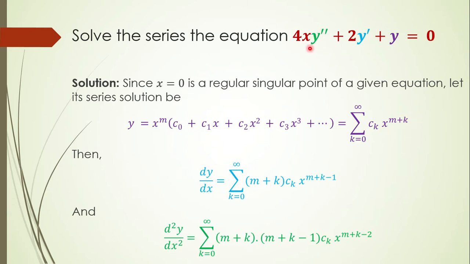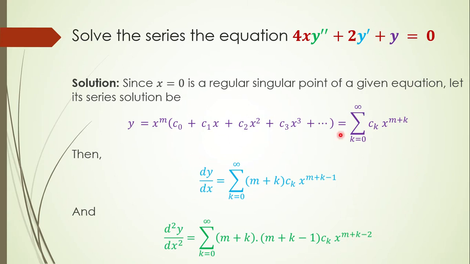Here we require the second derivative of y, the first derivative of y, and y. So this is the solution: y = summation k = 0 to infinity of ck x^(m+k). The first derivative is summation of (m+k) ck x^(m+k-1), and the second derivative is summation of (m+k)(m+k-1) ck x^(m+k-2).